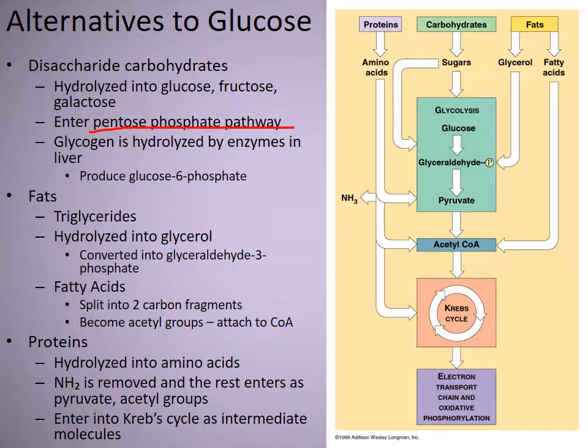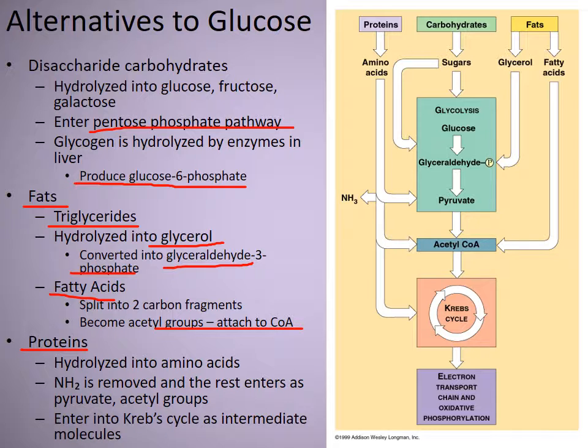Glycogen is hydrolyzed by enzymes in the liver, and the product is glucose 6-phosphate. Fats, generally speaking your triglycerides, are hydrolyzed into glycerol and fatty acids. Glycerol is converted into glyceraldehyde 3-phosphate, which would be entered into glycolysis. Fatty acids are split into 2 carbon fragments. They become acetyl groups, which attach to CoA. That would be your pyruvate oxidation stage.